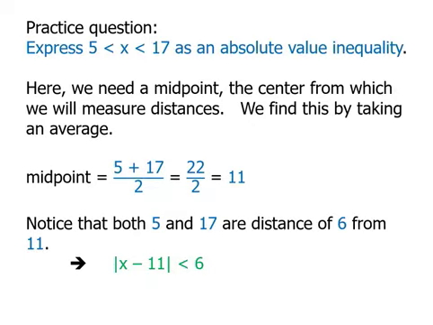In other words, we could go all the way up approaching 17, but we can't actually get to 17 because this is a less than sign, not less than or equal to. And so that's why we have a less than sign here, not less than or equal to. Again, this ordinary inequality and this absolute value inequality state the same information.